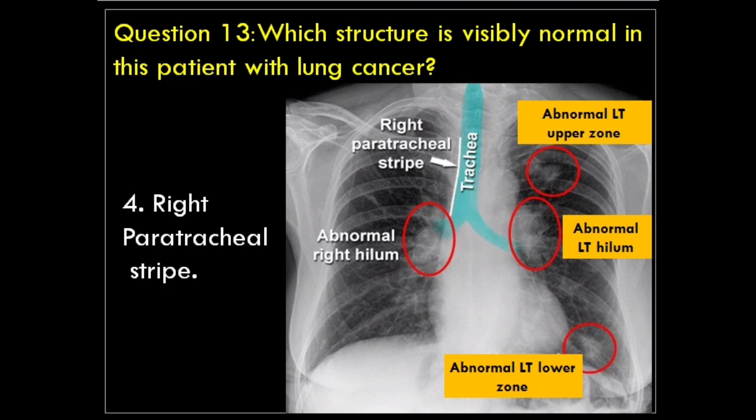The correct answer is right paratracheal stripe. The right paratracheal stripe is well defined and is not widened. This line can be widened if there is right paratracheal lymph node enlargement. Both hila are enlarged and there is nodular consolidation in the left upper and lower zones.